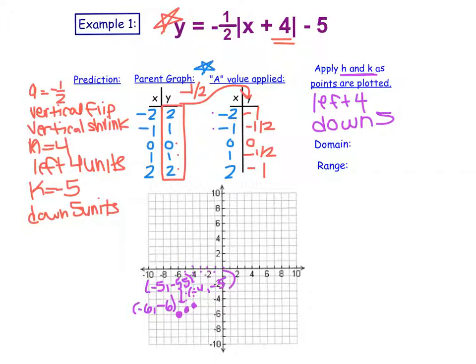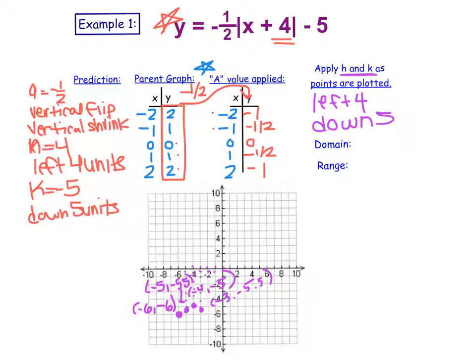Then we go to our next point of 1, comma, -1/2. When we go 1, 2, 3, 4 to the left, 1, 2, 3, 4, 5 down. So here I'm at the point x is -3, y is -5.5. And then finally we go to 2, -1.